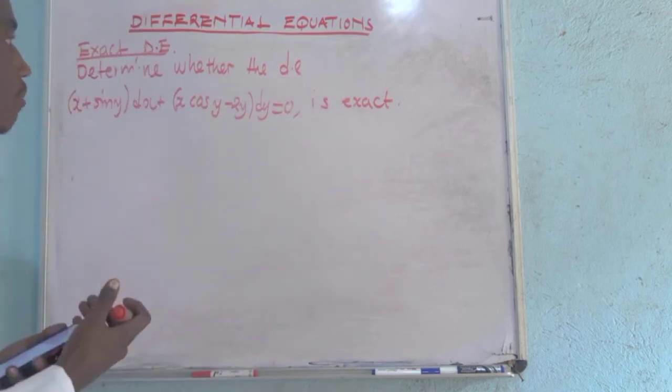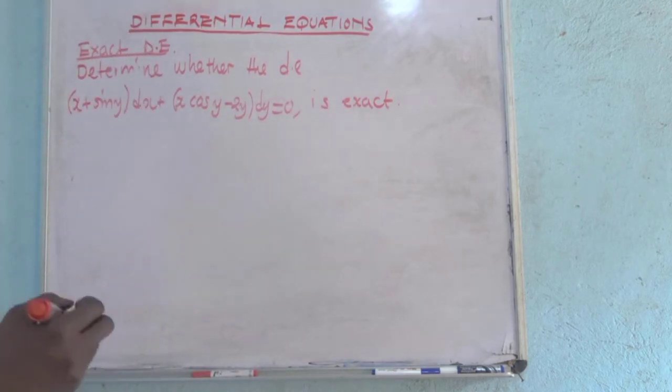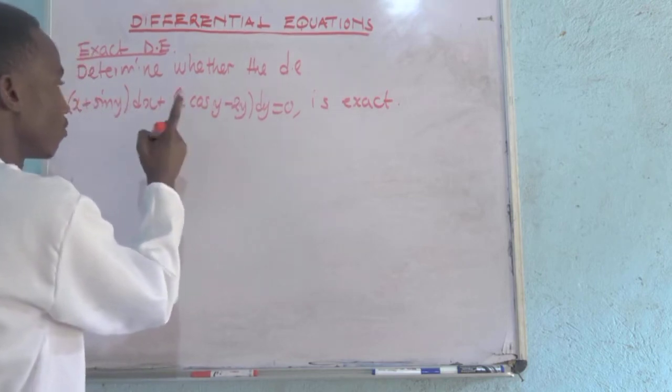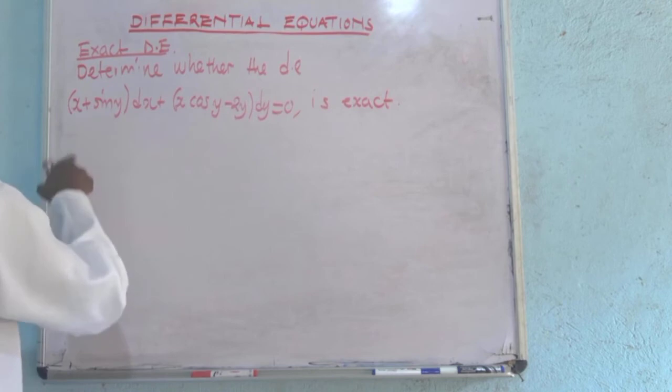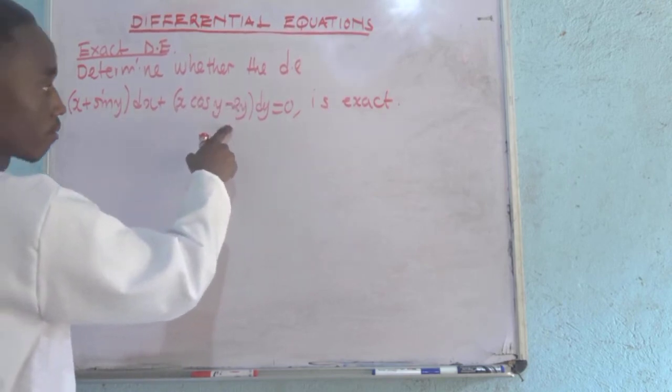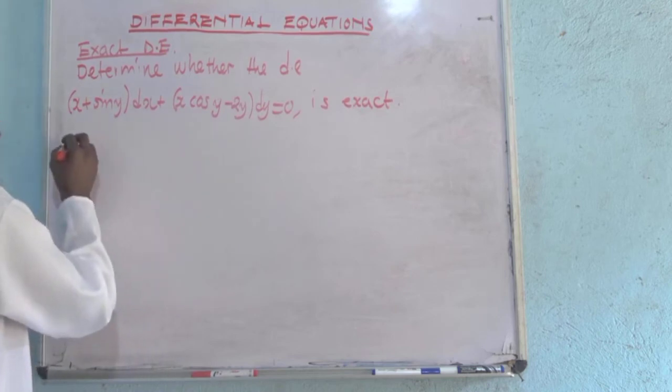So also this one can be checked in a similar manner. We just need to identify the M of x, y and also the N of x, y. And then from here, take the partial. So already what you have here, this is M of x, y and also this is N of x, y. And then from here, we should be able to take the partial.